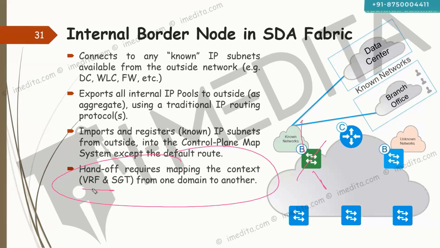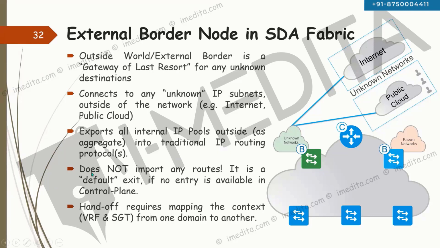Now, external border nodes connect to outside unknown destinations, such as, for example, the internet or a public cloud. So I am going to learn maybe all these prefixes on this router, or if not, then I will just have a default route. Who cares to learn all the routes? If you have all the routes, then it's okay, no problem. But of course, you might not have all the possible routes to reach all the destinations on the internet. So the default route will be fine.